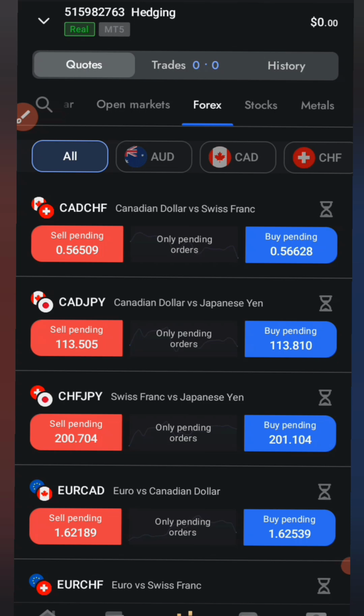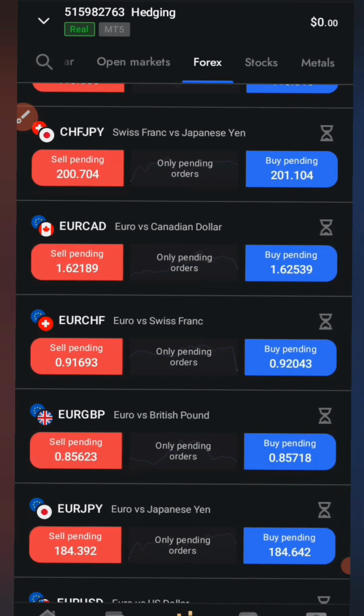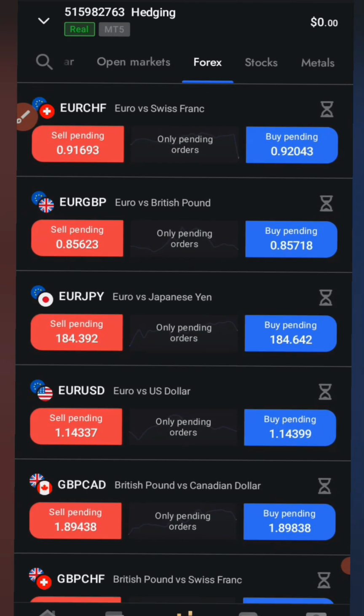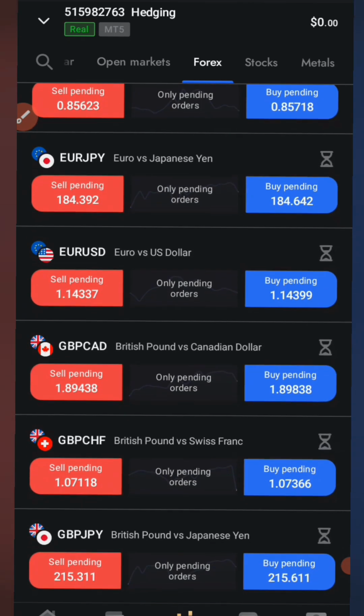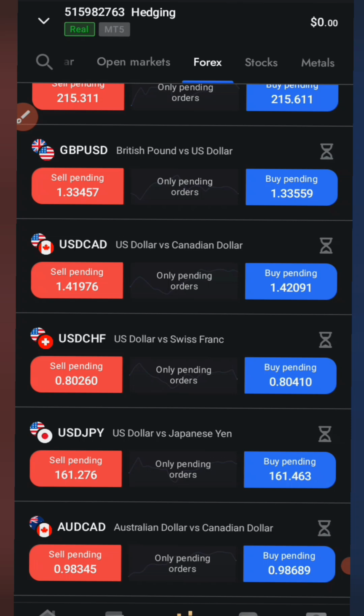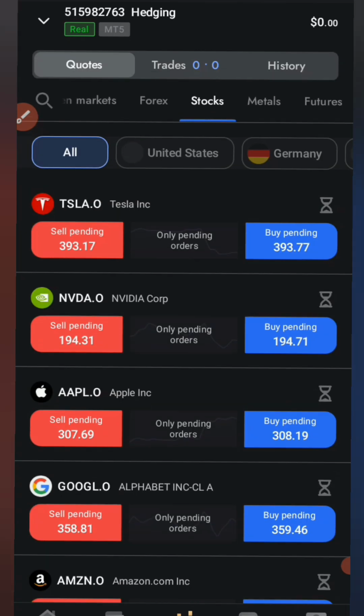Now, when we talk about Forex, we have Canadian dollar versus Swiss franc. We have Canadian dollar versus Japanese yen, Swiss franc versus Japanese yen, Euro versus Canadian dollar, Euro versus British pound, Euro versus Japanese yen, and many more. You can trade Forex on these pairs or on these assets.